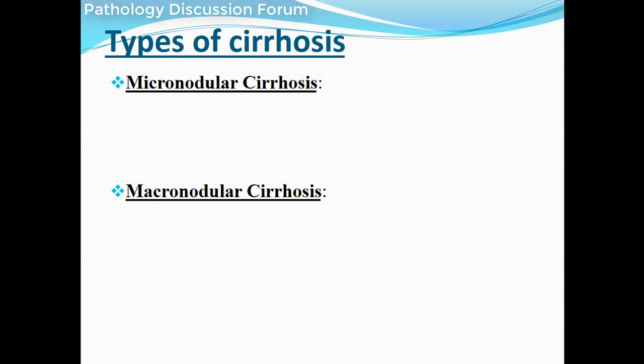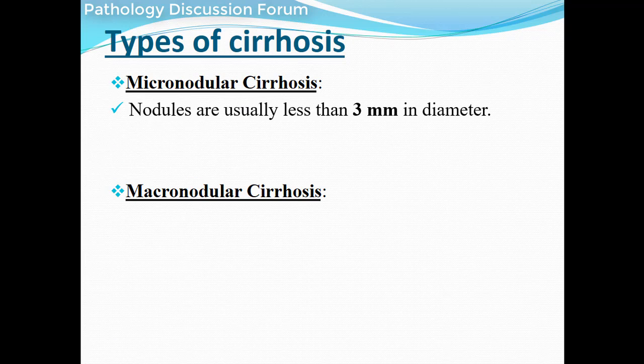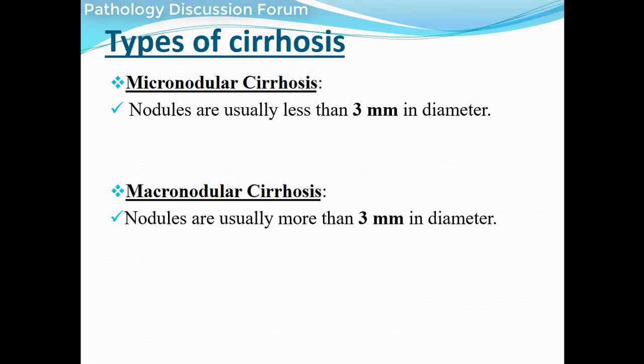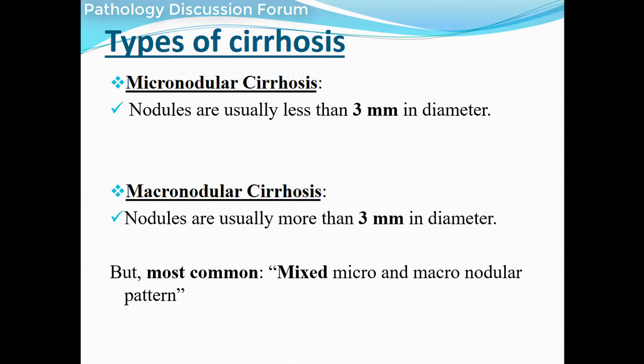Now, what are the types of cirrhosis? Cirrhosis is classified depending on the size of the nodules. It is micronodular when the nodules are less than 3 mm in diameter, and macronodular when the nodules are more than 3 mm in diameter. But the most common presentation is mixed.